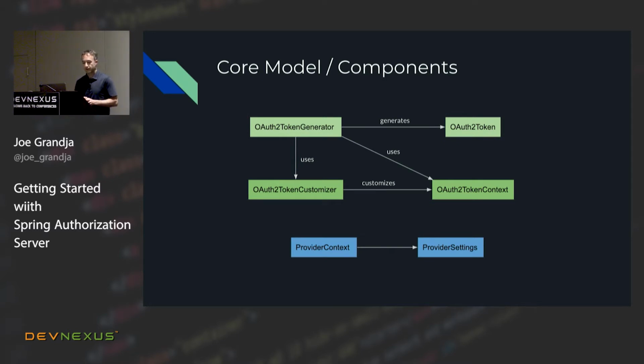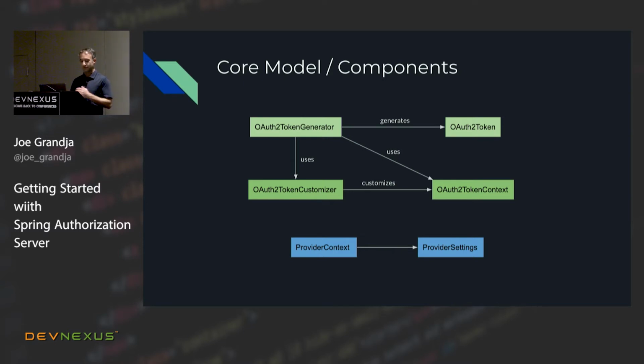Now, here, OAuth 2 token generator. So this was actually just introduced in the latest release, 0.2.3. This was needed. We originally only supported JWTs and everything was pretty hidden, right? It wasn't exposed. You couldn't really reuse it. So we introduced this OAuth 2 token generator, right? It generates OAuth 2 tokens, right?